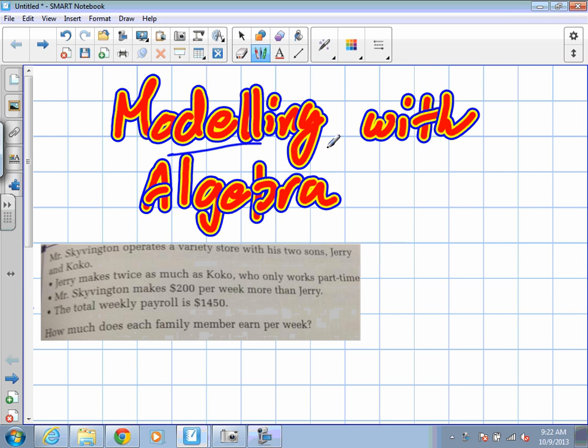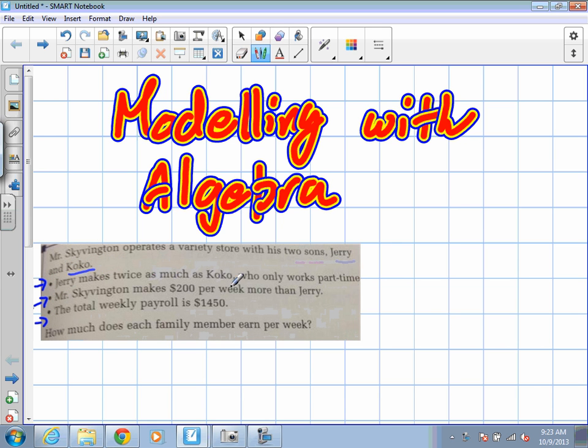So let's go through modeling with algebra. Like we said before, we're going to read this over once and then start to put the information together. Mr. Skivington operates a variety store with his two sons, Jerry and Coco. Okay? They've told us three important pieces of information.